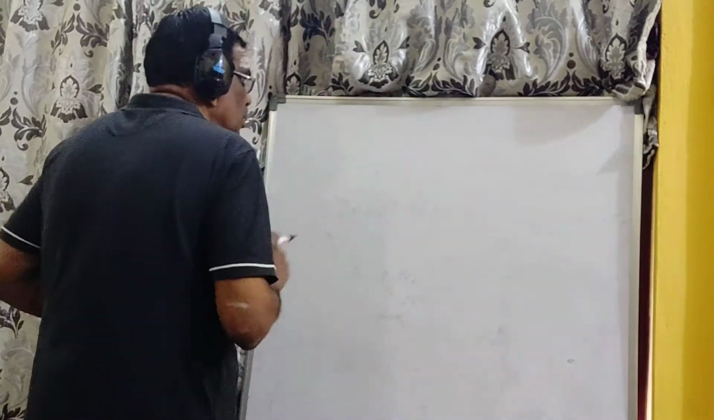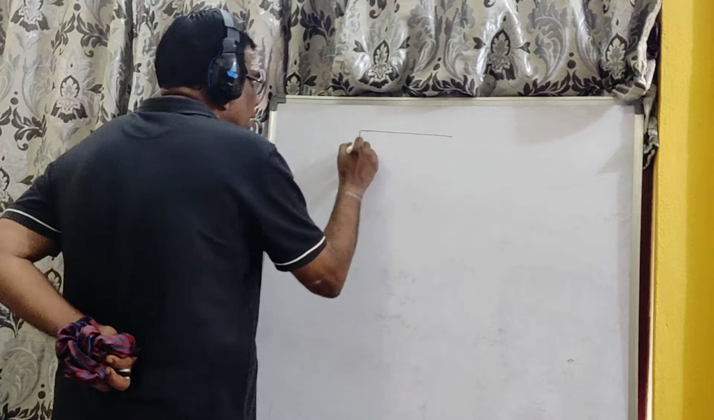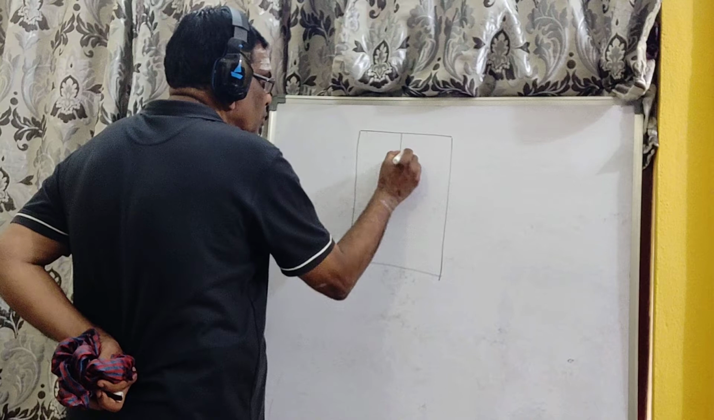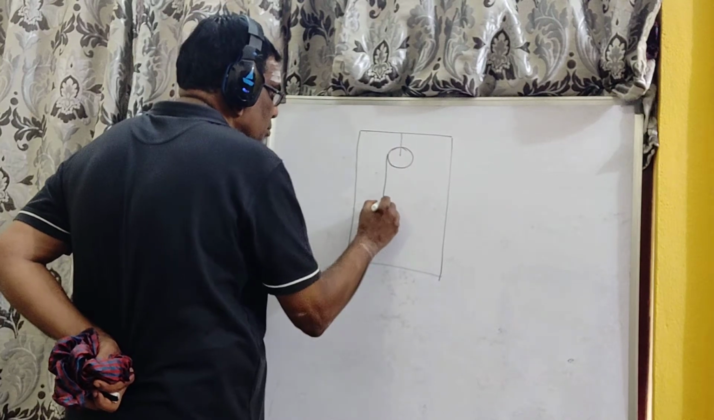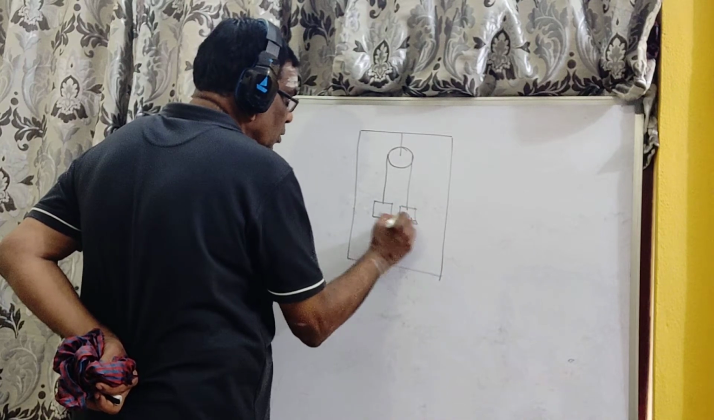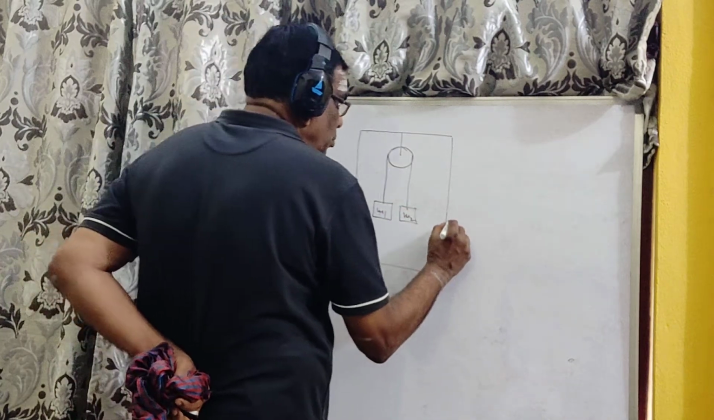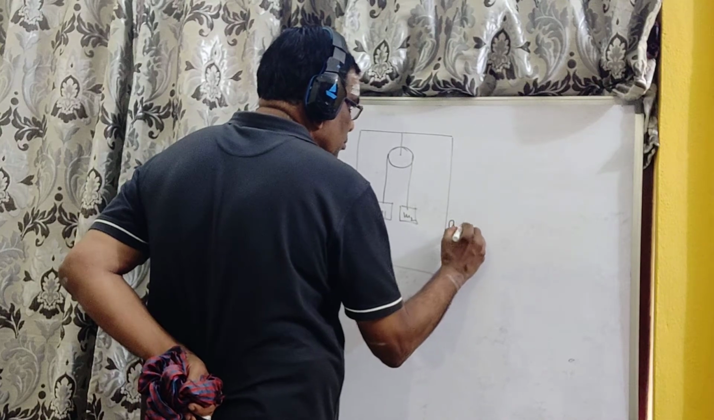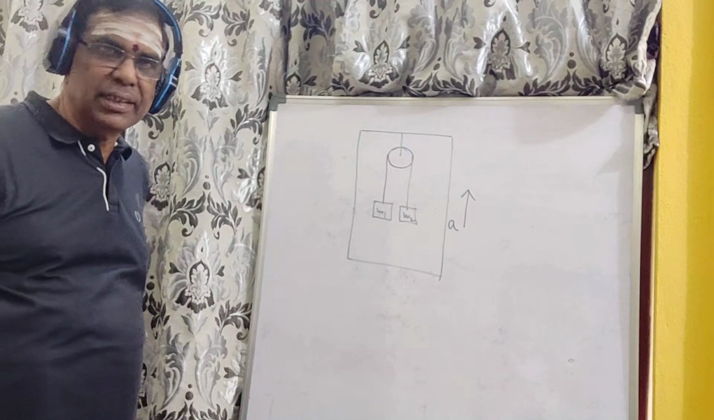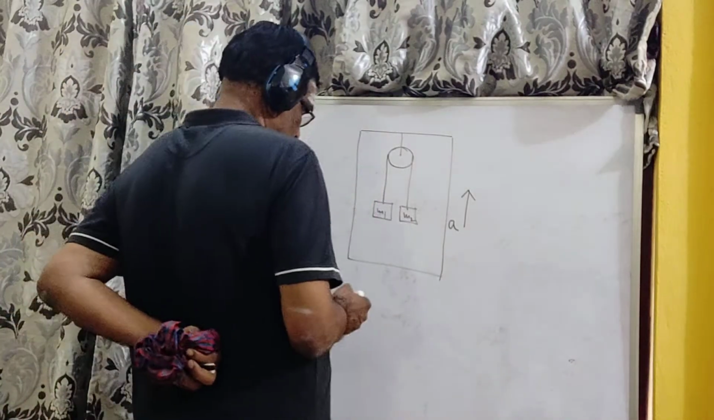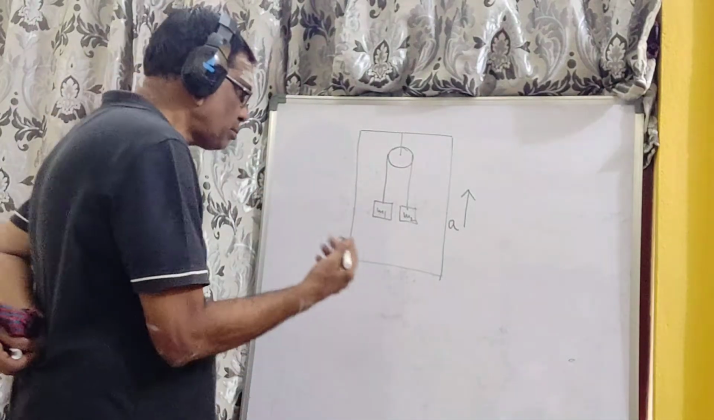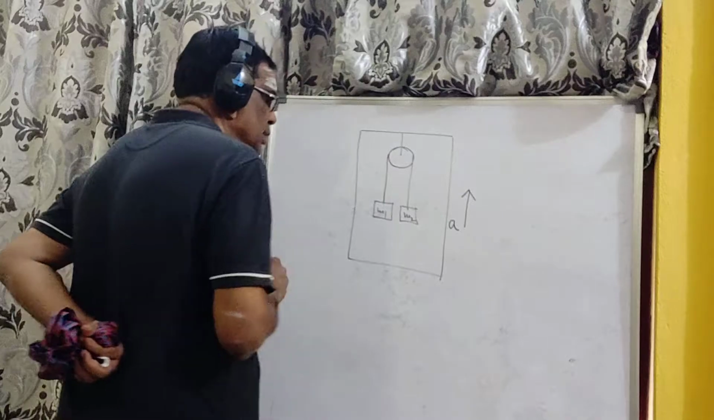Now, suppose I take an elevator or a lift where M2, M1, let me presume, the whole thing moves up with acceleration. How do we write it here?